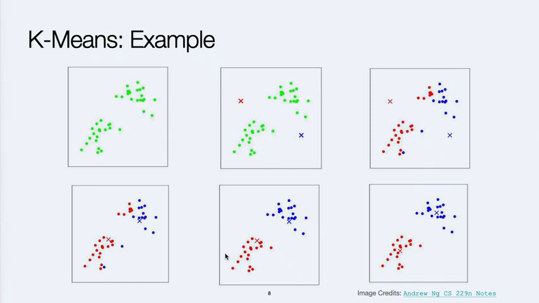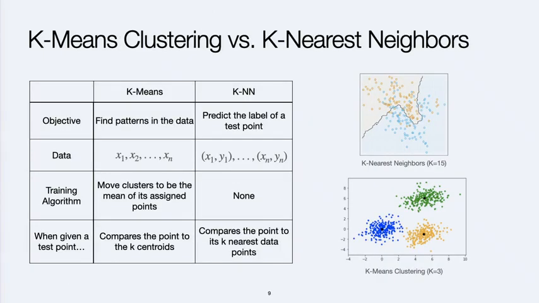Cool. Any other questions on this example for k-means or the general algorithm? Awesome. So I think a lot of people get k-means clustering and k-nearest neighbors confused because they are both algorithms that start with K. I was confused by this when I first learned about them, so I would like to clarify it for everybody.